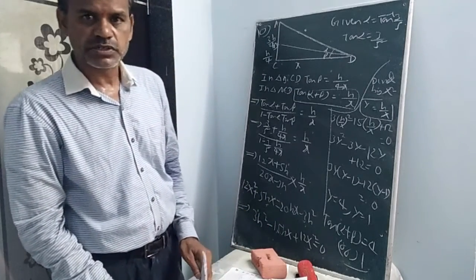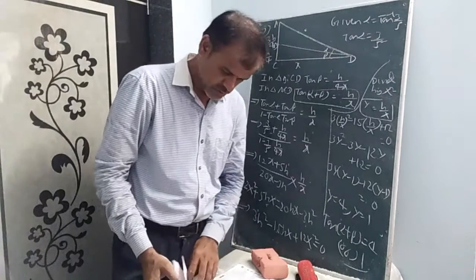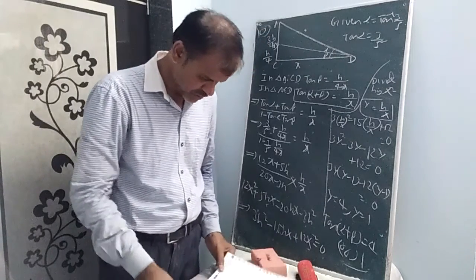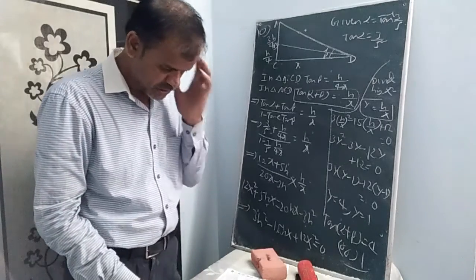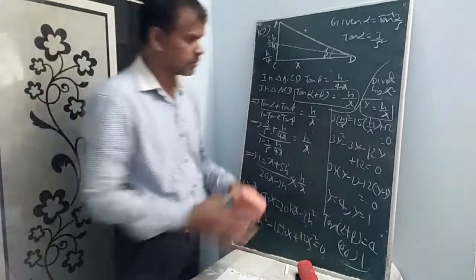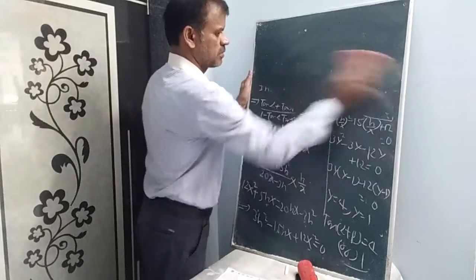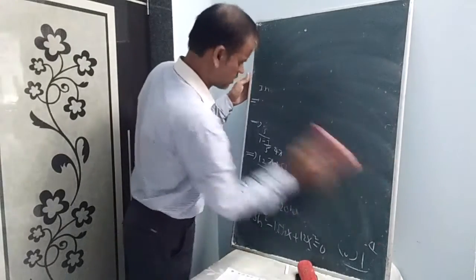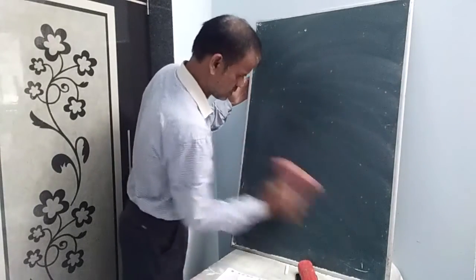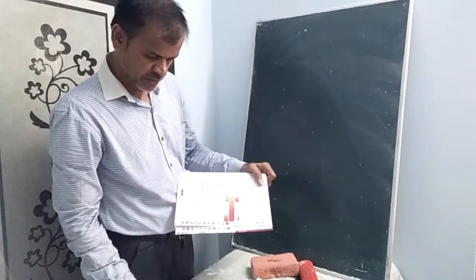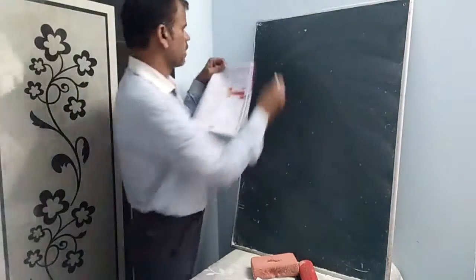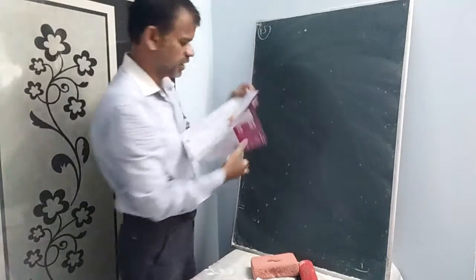Now let us see the last question, the 13th question. The remaining sums we can do, we can finish this chapter. The angle of elevation. 13, this is a variety question.